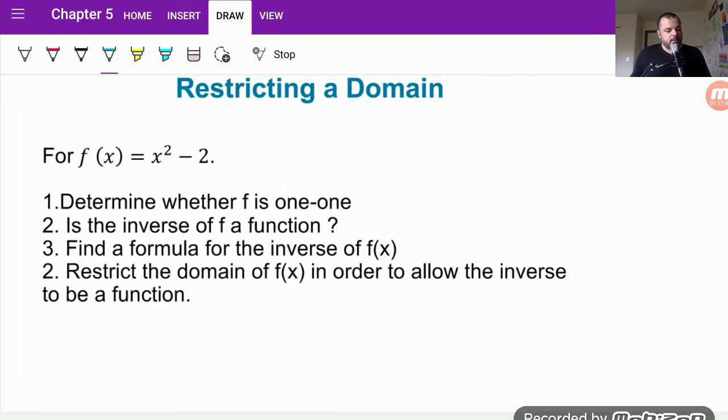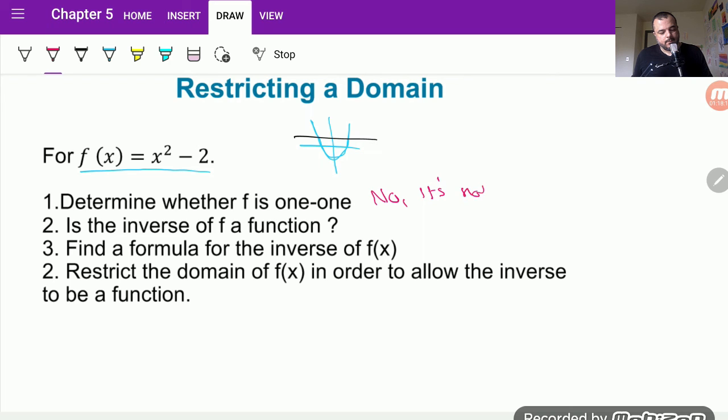Okay, in this example, we are given f of x equals x squared minus 2. And we know this is a parabola translated down by 2 units, and it's not a one-to-one function. So determine whether f is one-to-one. No, it's not one-to-one because it fails the horizontal line test. It's not one-to-one. No, it's not.